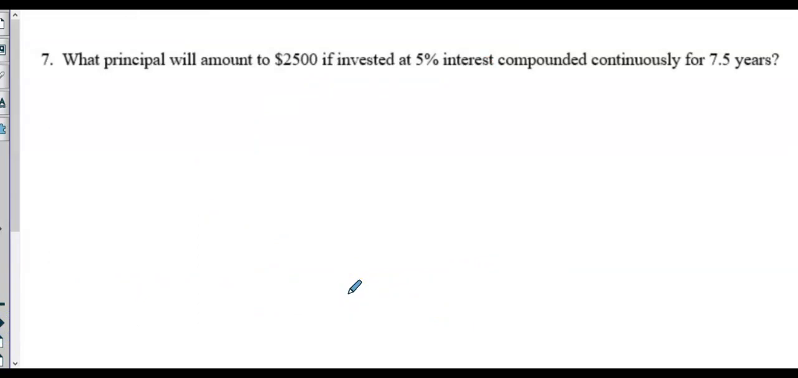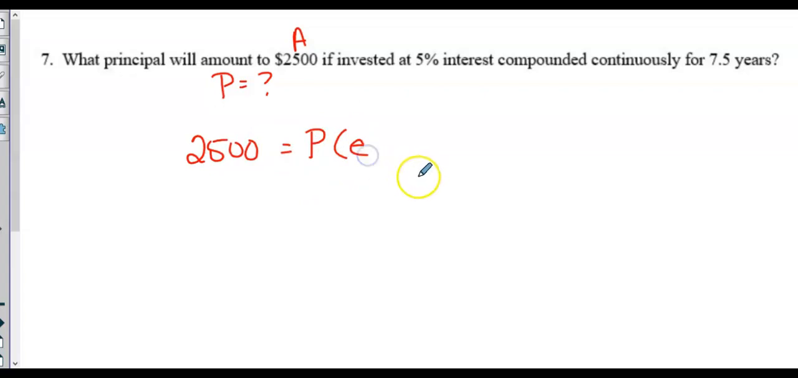Next one. What principal will amount to $2,500 if invested at 5% interest compounded continuously for 7.5 years? All right. So this is the amount. That means I want to get $2,500 after 7.5 years. How much do I need to invest? So our P is what's missing. So $2,500, and this is compounded continuously, equals P times E to the 0.05 times 7.5. Do that like that. Okay.